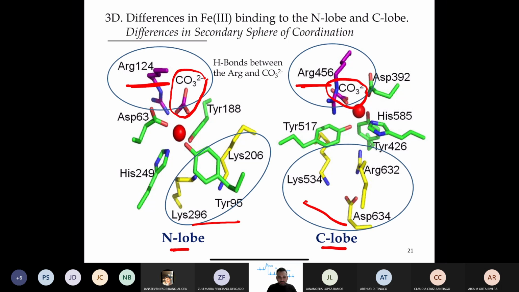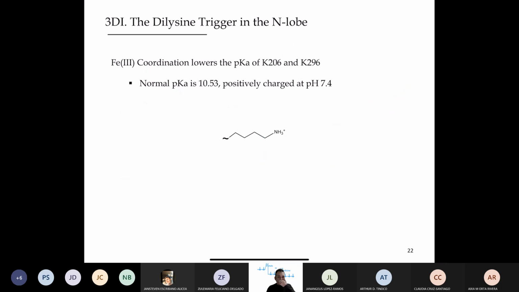So we look at the N lobe, where there is a process known as the dilysine trigger. Let's talk about what that really means. The coordination of iron to the protein at the N lobe results in two lysines becoming very close together and interacting. If you focus on the pKa of lysine, the pKa is 10.53, so the lysine should be positively charged at a pH of 7.4. You would expect this.